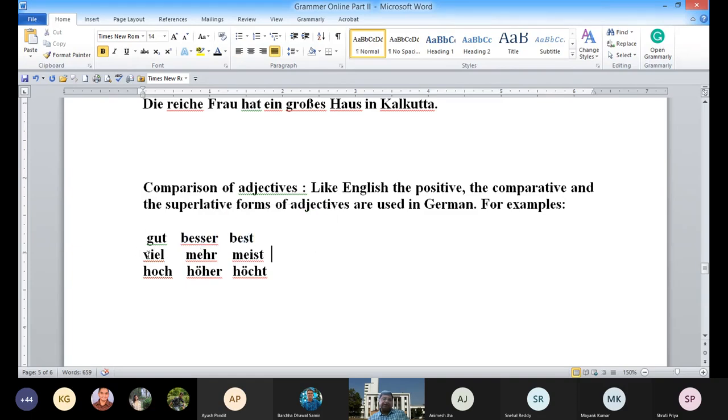Viel, mehr, meist: much, more, most. Hoch, höher, höchst: high, higher, highest. So just like English, we do have the 3 forms of adjectives in German as well. So these are just examples.